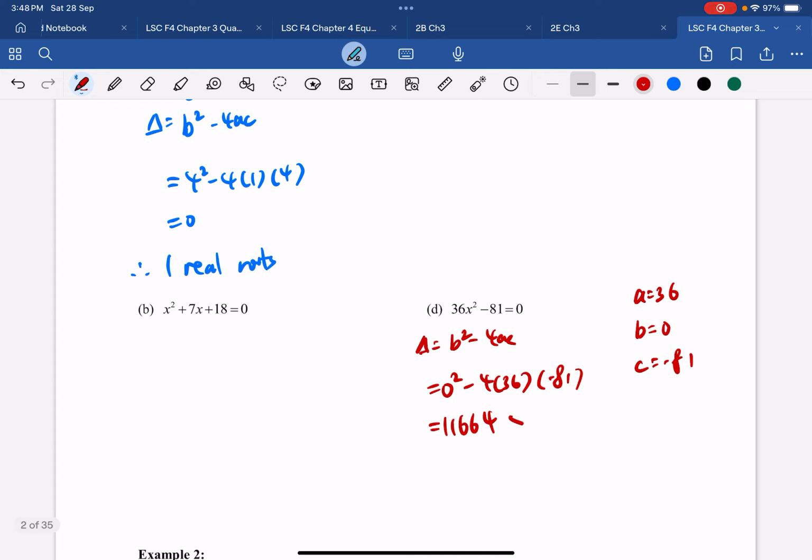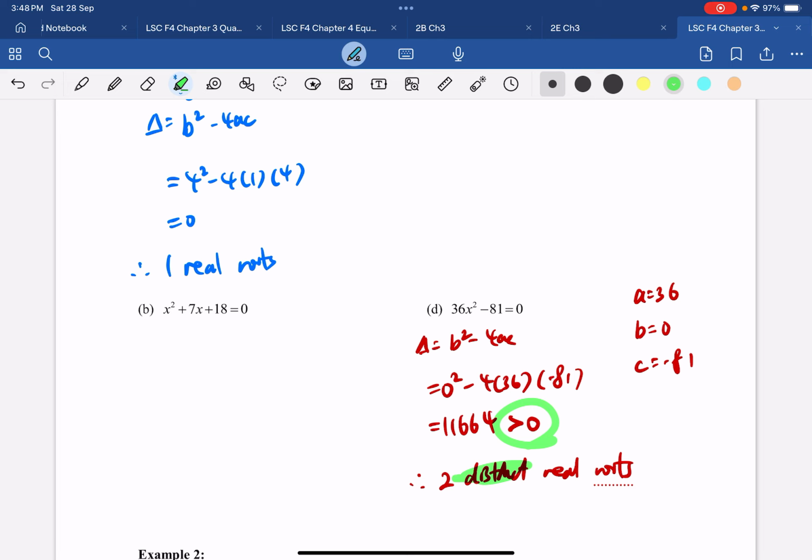So this is greater than 0, so you have two distinct real roots. Remember, in the exam you must write two distinct real roots. Don't just write two real roots. And I would encourage you to explain that it's greater than 0.